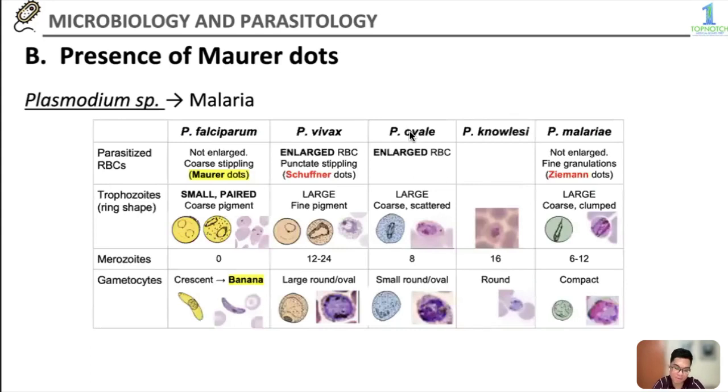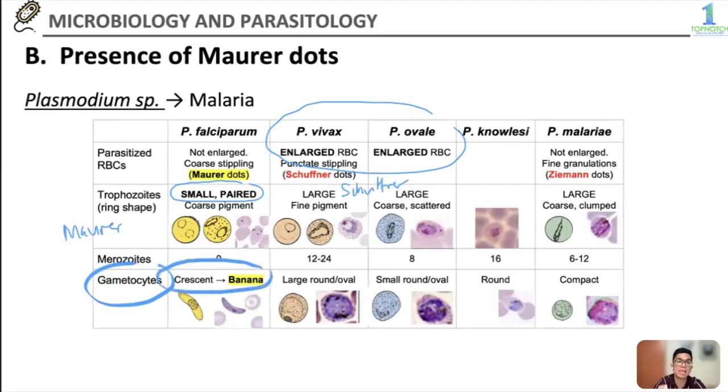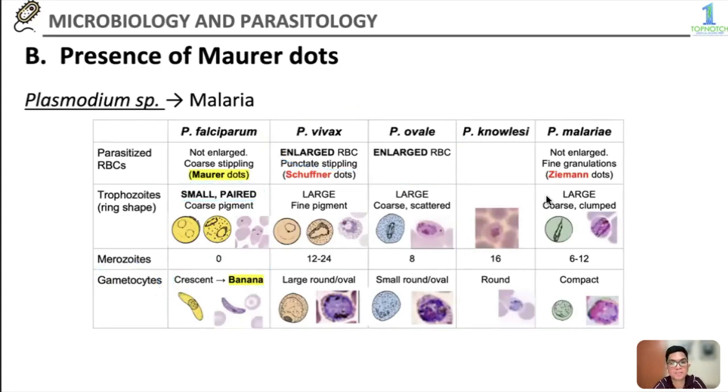And falciparum, yung trophozoites na small paired, whereas yung vivax and ovale, enlarged yung RBC and has large fine pigments called your Schüffner dots. Okay, ito naman yung Maurer dots. Ito is Schüffner. Okay? And yung gametocytes ng falciparum is unique kasi it's a banana shape or crescent shape. Yung the rest kasi round sila. Okay? So, yun yung some differences ng malaria. Okay?